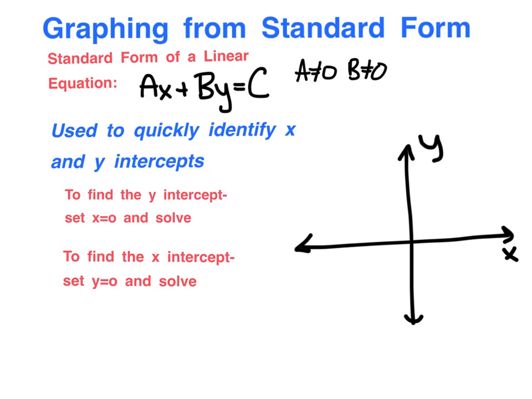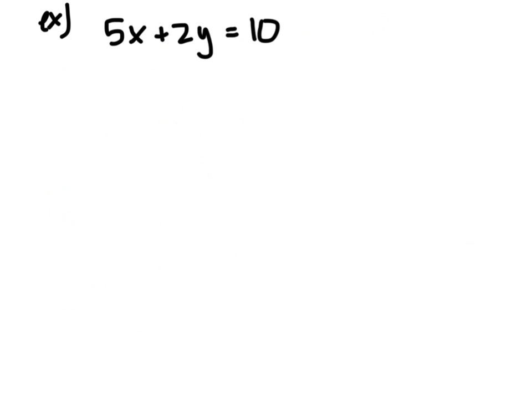So let's look at an example of that. Here we have an equation in standard form. The x and y are on the same side of the equation with just a number, a constant, on the other side. So to do this, we're going to find our x-intercept, then the y-intercept, and plot those 2 points. Let's start by finding the x-intercept.